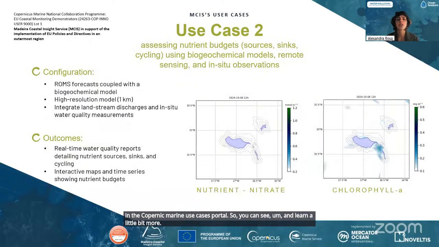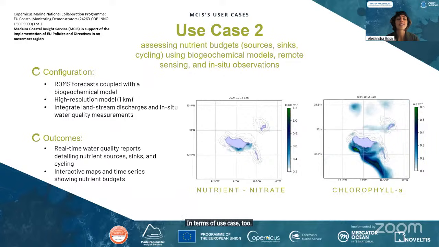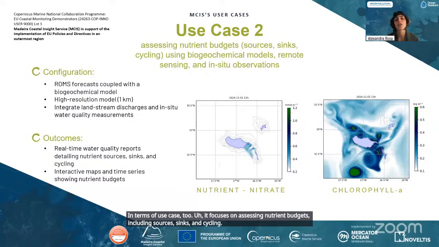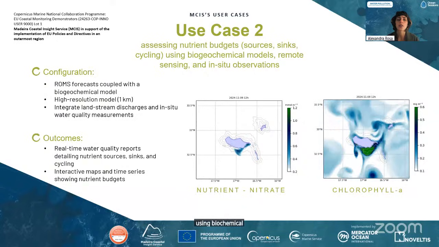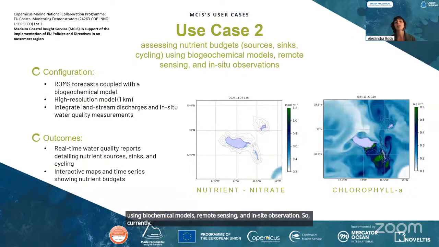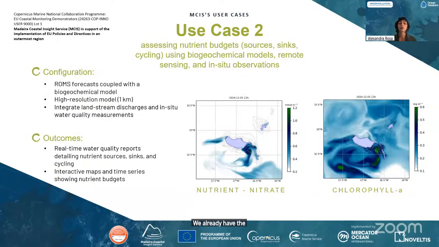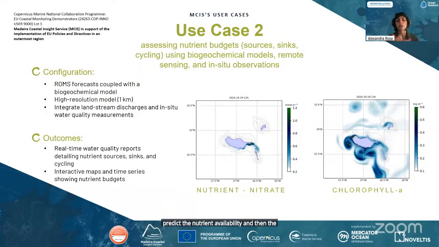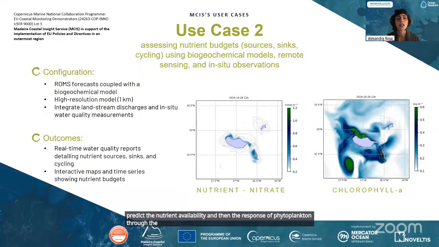In terms of use case 2, it focuses on assessing nutrient budgets, including sources, sinks, and cycling, using biogeochemical models, remote sensing, and in situ observation. So currently, we already have the biogeochemical models running. As you can see, we can predict the nutrient availability and then the response of phytoplankton through the chlorophyll proxies.